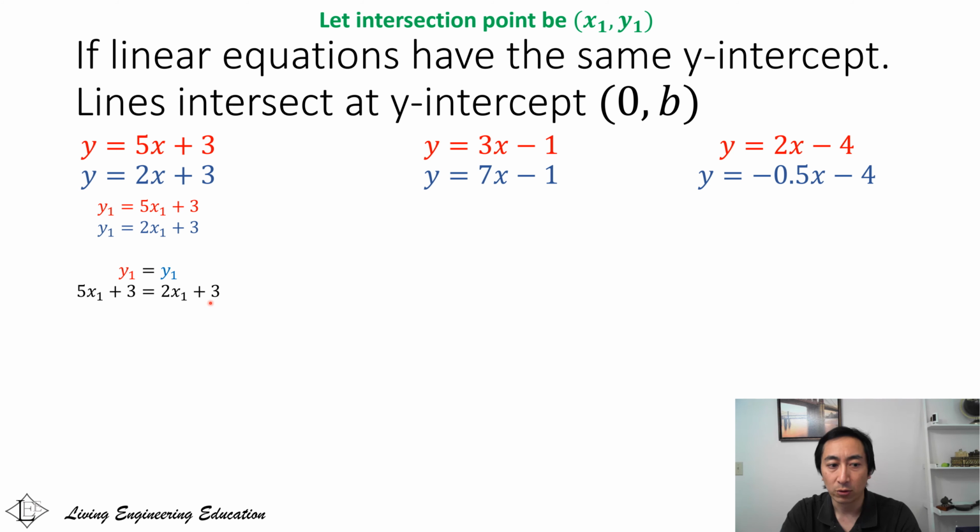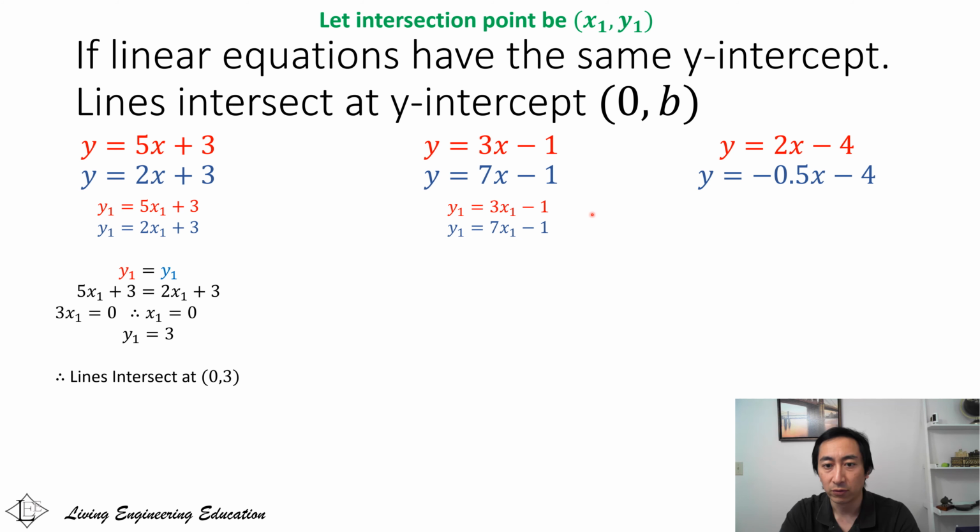If I subtract 3 from both sides, because they share the same y-intercept, that goes to 0, and then I'm just going to have an x1 term. So I have 3x1 equals 0. The only way this can be true is if x1 equals 0. That's not a surprise. We expect x1 to be equal to 0 because that's where it intercepts. If I plug in x1 equals 0 into either the red or blue equation, I get y1 equals 3, right? And so that means the lines intersect at the y-intercept.